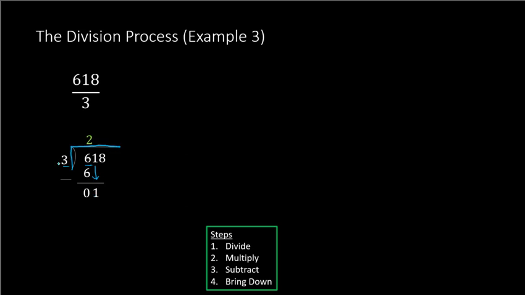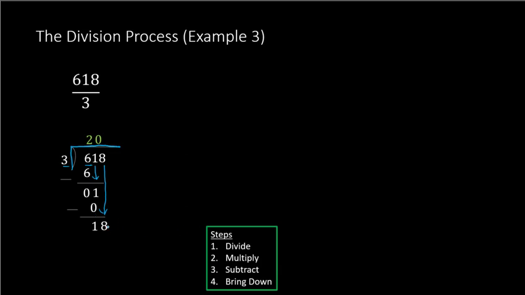So now we see 1 divided by 3 is what? Or in other words, how many times does 3 go into 1? Well, it goes in 0 times, so you put a 0 up here. And then step 2 is multiply. The 0 times the 3 gives you 0. And then we can subtract 1 minus 0 to get 1. And then step 4 is bring down the 8. And then repeat the process all over again.